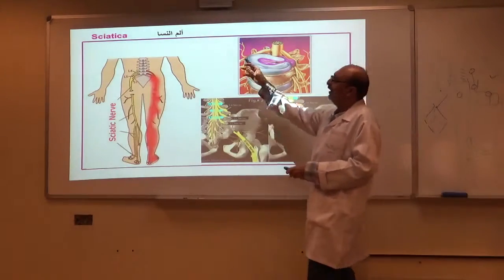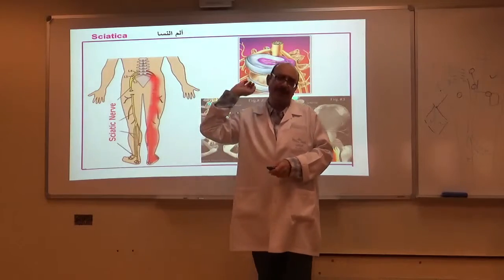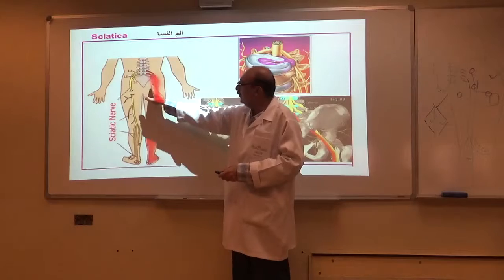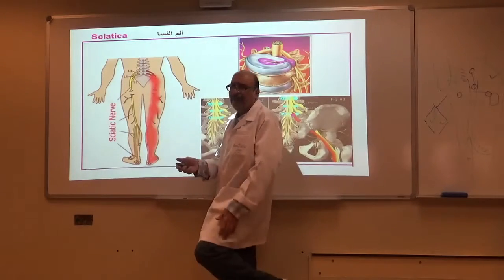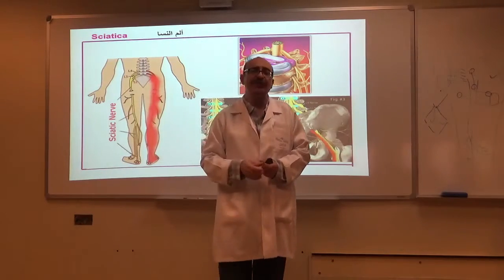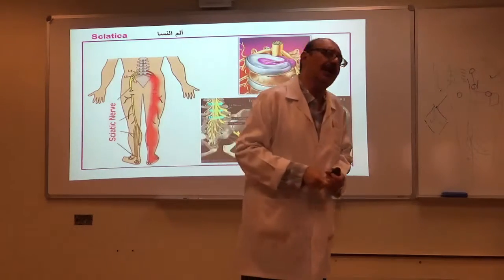Some books say alam nisa, some books say arkan nisa. This is when it is involved here in this region. The pain is going all in the leg, on the back, sometimes even to the heel it is felt. All this distribution is the sciatic nerve and this is called arkan nisa.